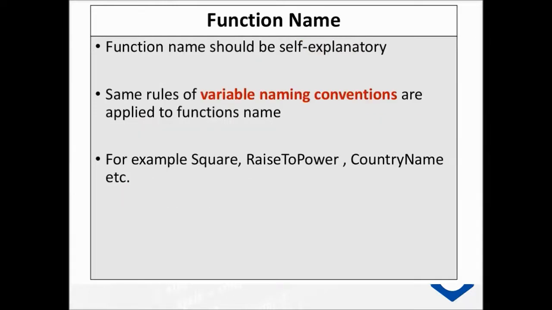So the second part is the function name. The function name should be self-explanatory. The same rules for variable naming conventions are applied to function names. For example, scale, raised to the power, country name, etc. The function name must be unique.